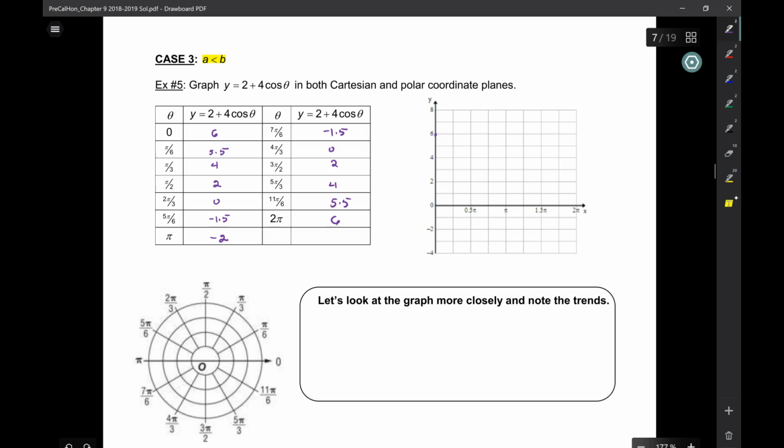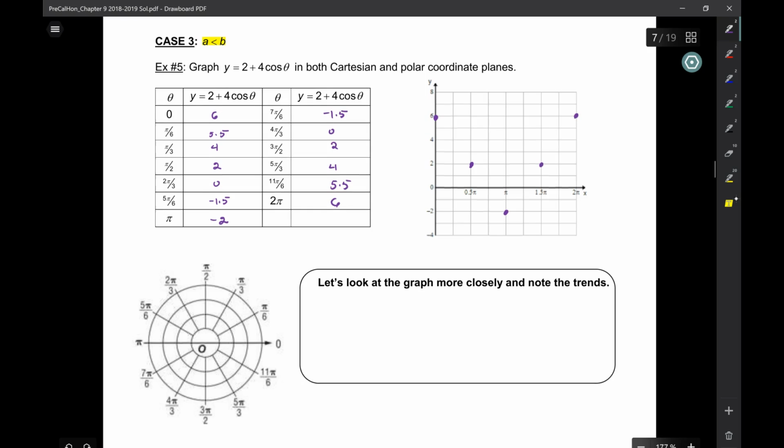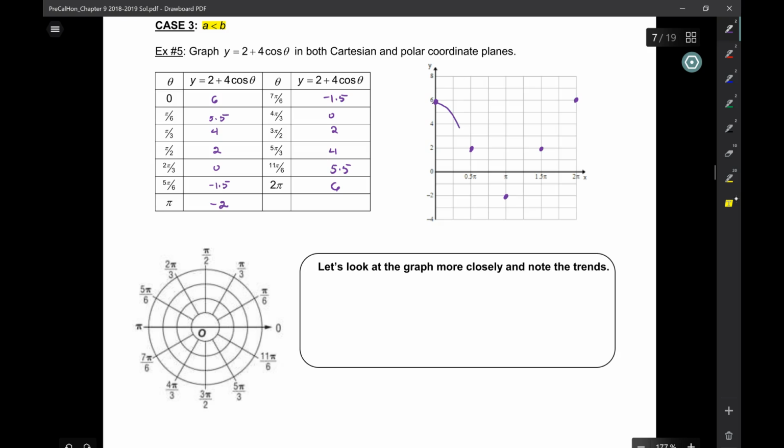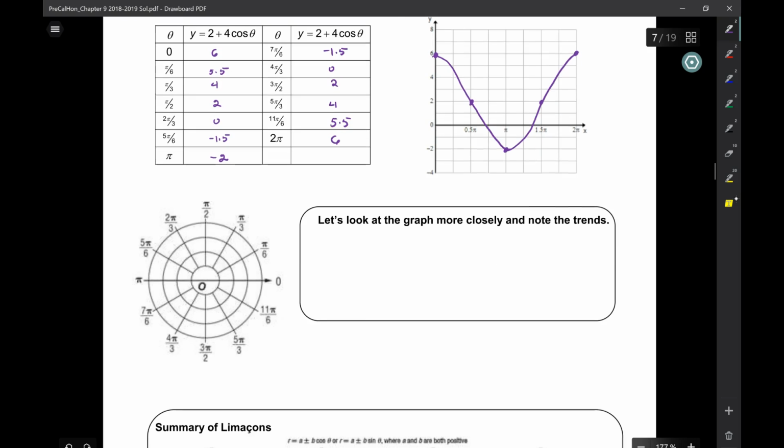We start at 6. At pi over 2, I'm at 2. At pi, I'm at negative 2. At 3 pi over 2, I'm at 2. And then 6 again. Okay, graph. What are the trends?